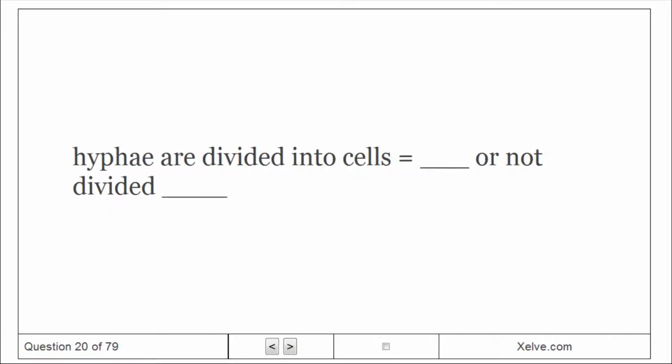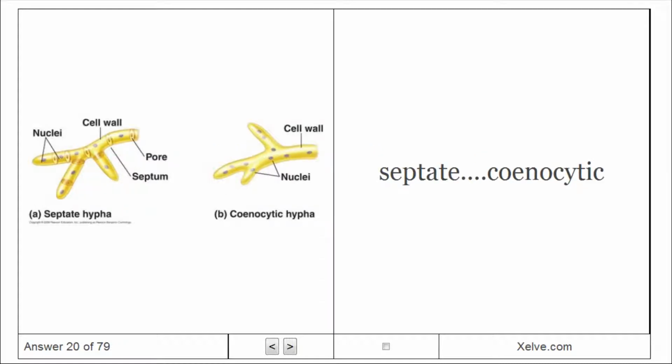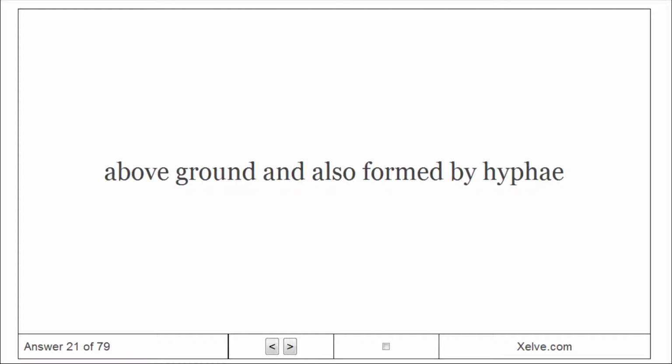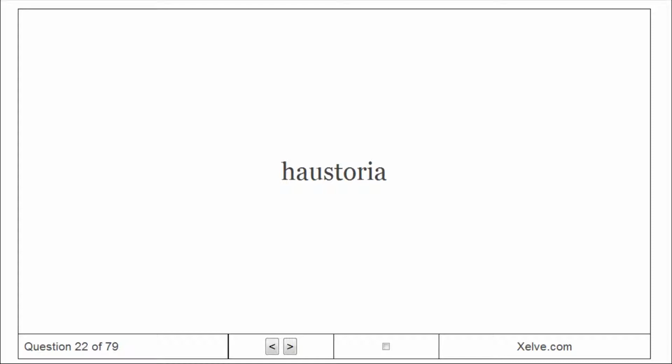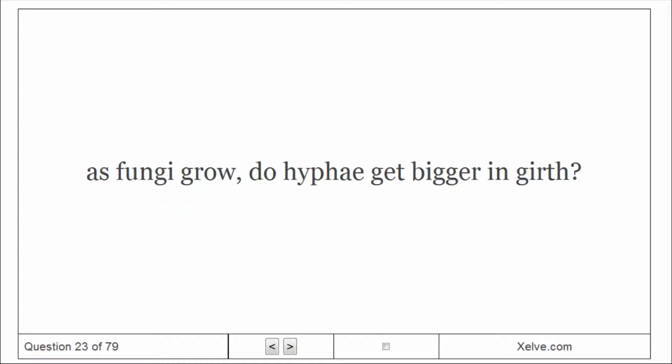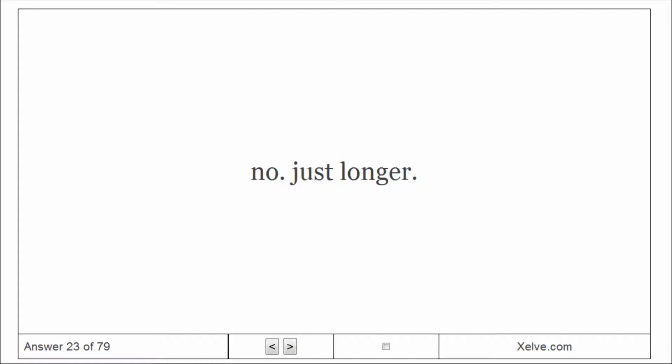Hyphae divided into cells equals septate; not divided, coenocytic. Reproductive structures of fungi are above ground and also formed by hyphae. Haustoria. Hyphae for penetrating. As fungi grow, do hyphae get bigger in girth? No, just longer.